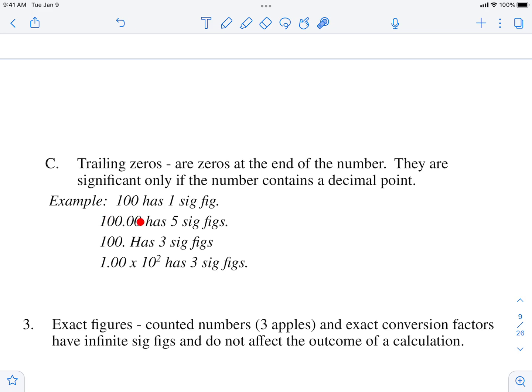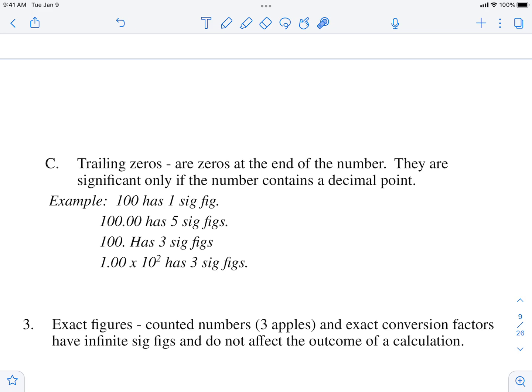But look at the second example. You would also read this as 100, but the difference is it has a decimal point and it has 2 additional zeros after the decimal point. So you've got 1, 2, 3, 4 trailing zeros, and you have a decimal point. A decimal point is like a stamp of authenticity. If it's there, all trailing zeros count. So this number has 5 sig figs. This number, 100 with a decimal point without zeros, would have 3 significant figures because we have 2 trailing zeros now with a decimal point present.